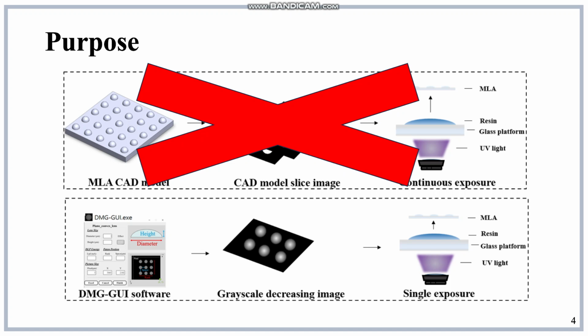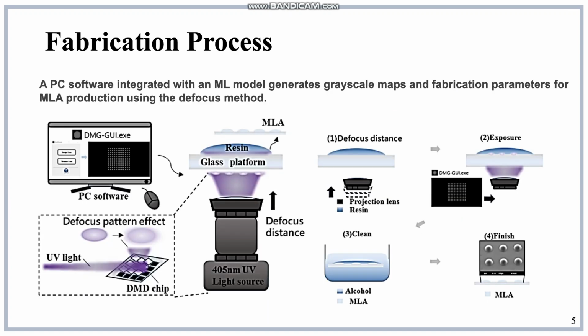Our aim is to develop a system that integrates machine learning and a graphical user interface to automate and optimize MLA fabrication using the defocused DLP method. We'll focus on improving ease of use, accuracy, and efficiency. Here is our process overview. A PC-based software generates a grayscale mask and predicts fabrication parameters using a neural network. This enables single exposure printing of Microlens arrays with high accuracy.